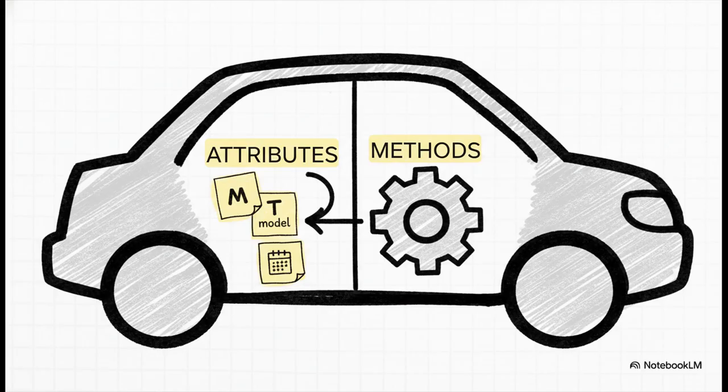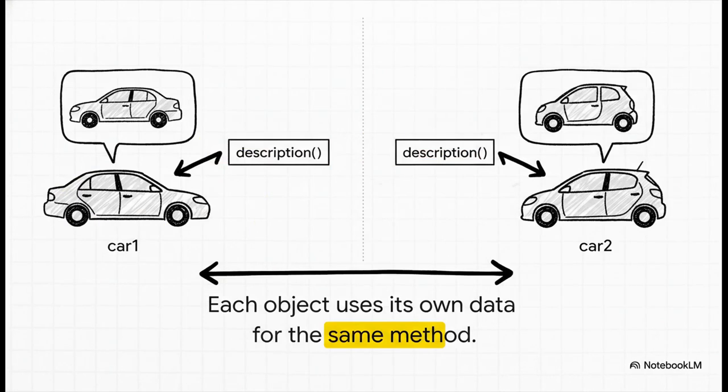Here, we've given our car a description method. It's a behavior that lets the car describe itself using its own attributes. Okay, check this out. When we call that method on car 1, it uses its own data to tell us it's a 2020 Toyota Camry. But if we were to do the same thing for car 2, it would use its data to say it's a 2021 Honda Civic. It's the same action, description, but the outcome is totally unique to each object. Now that is incredibly powerful.